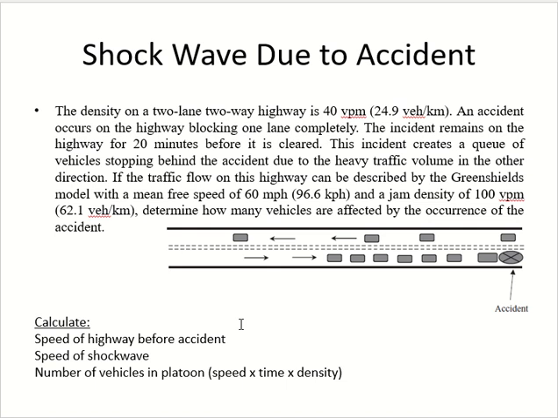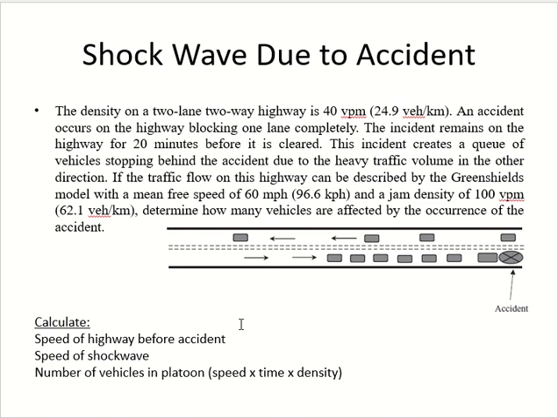So we have again a 2-lane highway. We are not making more than 2 lanes. We don't believe ourselves. 2 is enough. And there's an accident. Density before the accident is given, and the accident blocked 1 lane of the highway, and it remains blocked for 20 minutes. This incident creates obviously a queue behind the accident site.